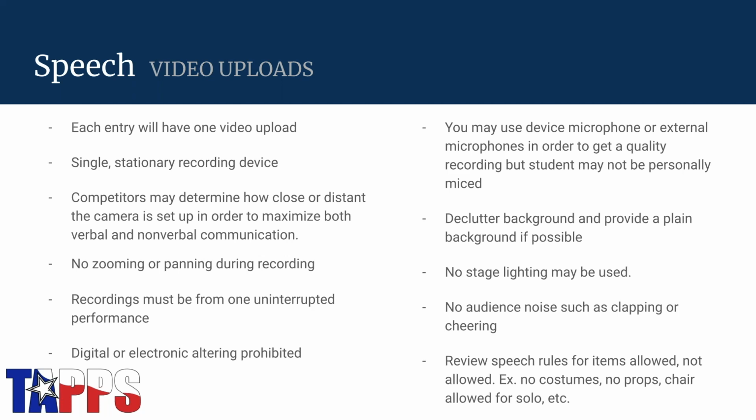Before you make these videos, be sure to review the speech rules for which items are allowed or not allowed. For example, no costumes, no props, and in certain categories you have to have your notebook and it must appear not memorized. For solo and duet, you are allowed to use a chair. Just make sure those chairs are not rolling chairs and that they are just stationary 4-legged chairs. So be sure to look at the speech rules and make sure that you understand what is allowed and what's not allowed.